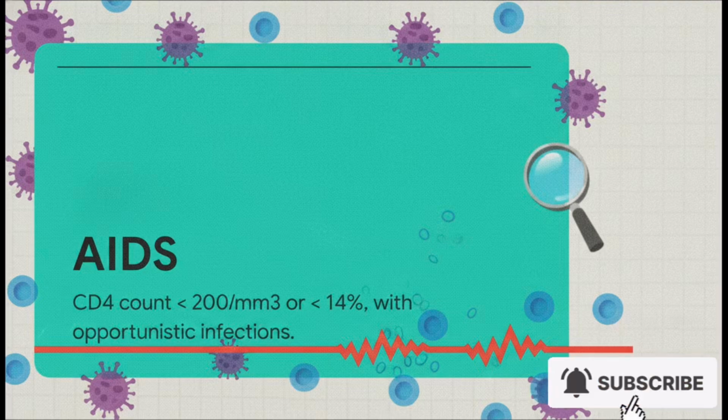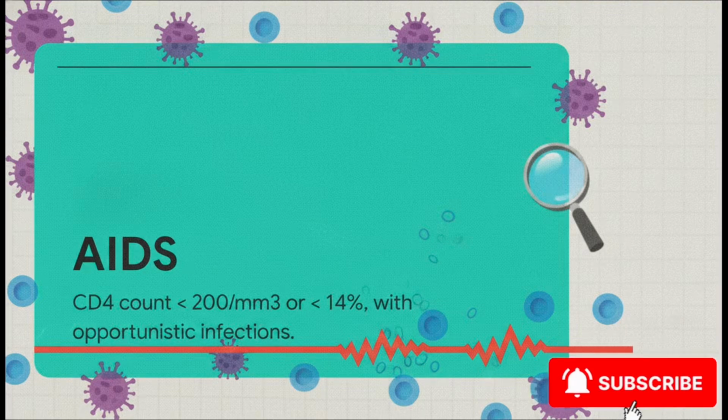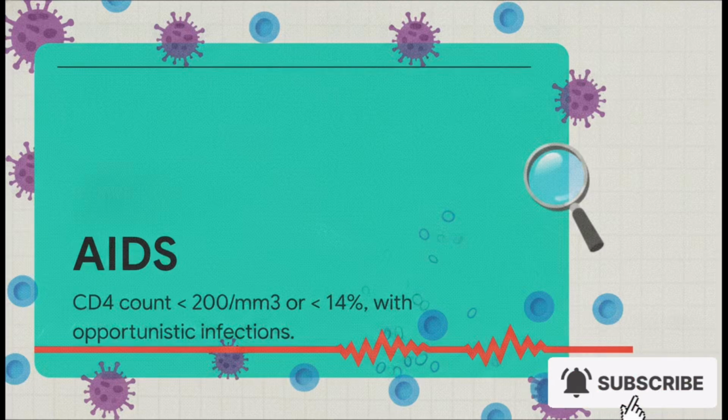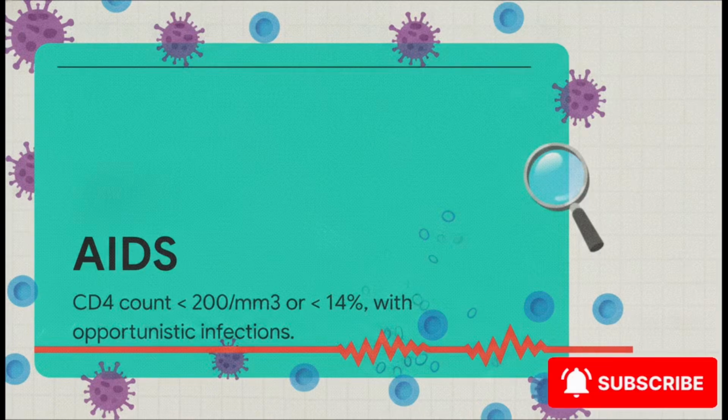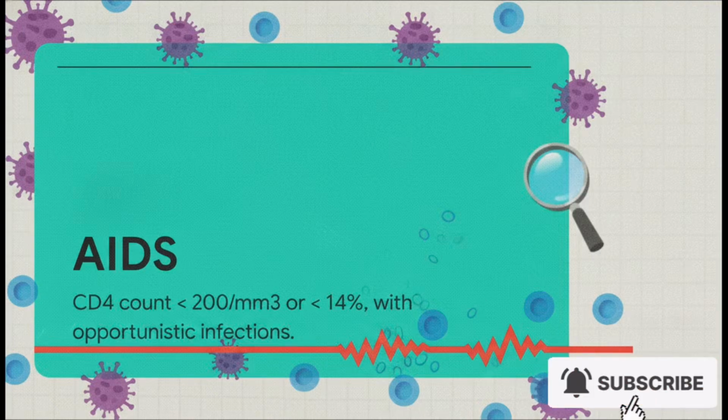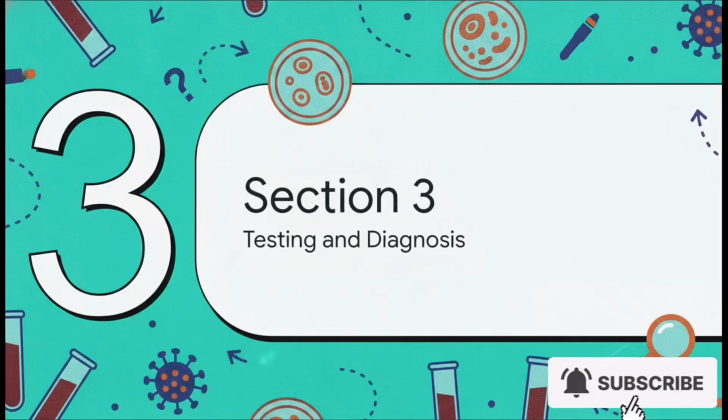There is a very strict clinical threshold where HIV officially progresses to AIDS, and it's when that blue CD4 cell count we talked about drops below 200 per cubic millimeter, or less than 14%. At this severely depleted level, the human body just can no longer fight off opportunistic infections. This is the critical line we are constantly fighting to prevent a patient from crossing. Which brings us to Section 3, testing and diagnosis.